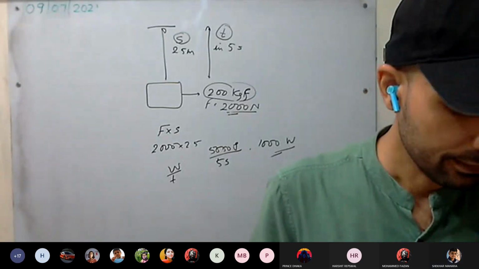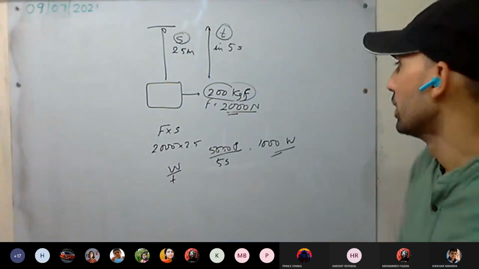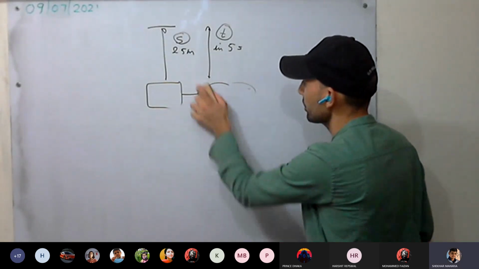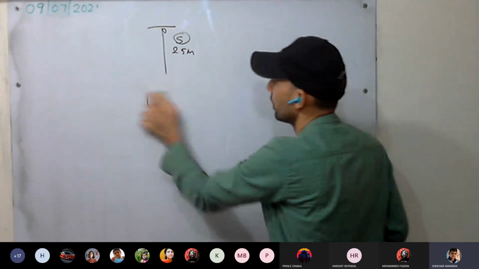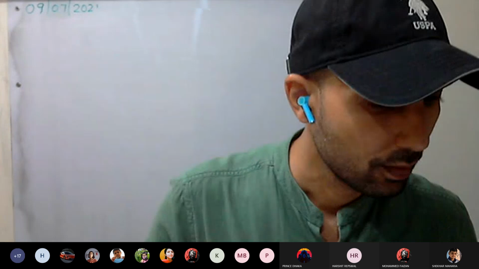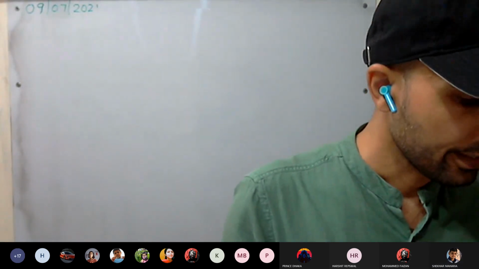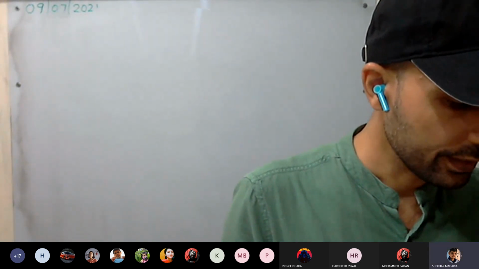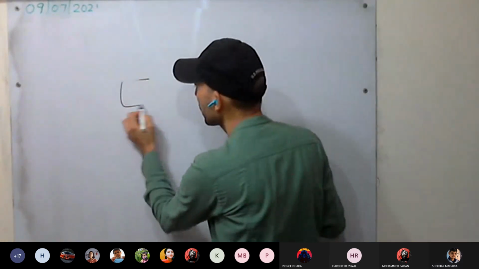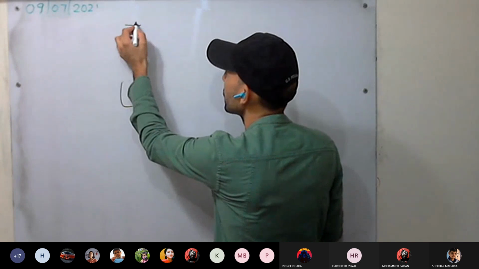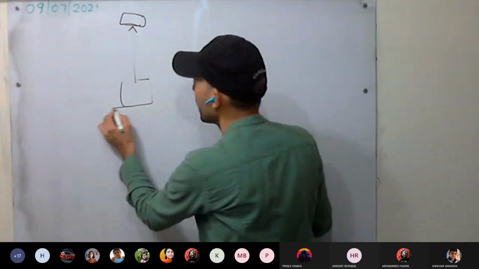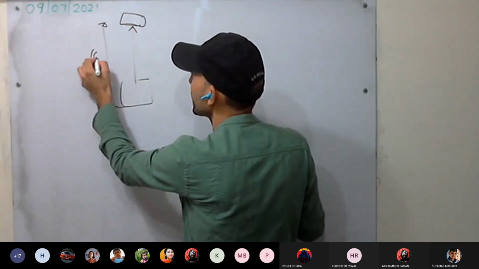Read the fifth question, everyone, and try to do it in rough. A machine raises a load of 750 Newton through a height of 16 meter in 5 seconds. So we are having a load. The machine raises it to a height of 16 meter. So this height is 16 meter.